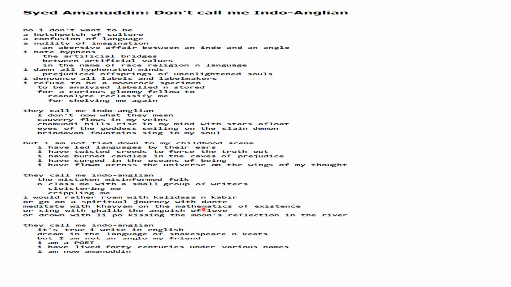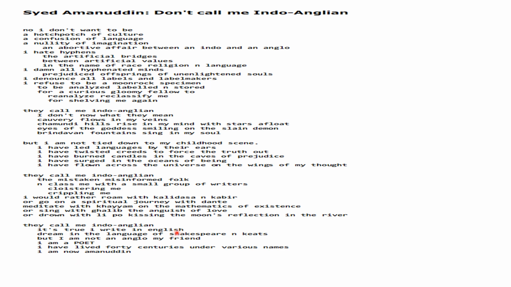Meditate with Khayyam on the mathematics of existence or sing with Ghalib the anguish of love and drown with Li Po kissing the moon's reflection in the river. So he is telling us the entire horizon, the world literature from Kalidas to Kabir to Khayyam to Ghalib to Li Po. So he wants to be universal. He wants to embrace every form of literature into it, every form of love for literature into it. But the problem is, in spite of this, they still call me Indo Anglican.